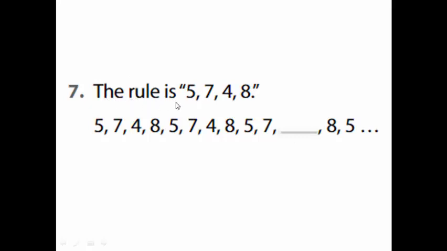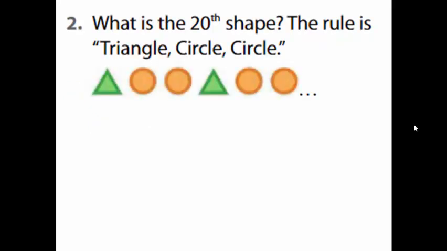Let's start by looking here. Please look at this part. Here I have the rule. The rule says 5, 7, 4, 8. So 5, 7, 4, 8, 5, 7. What's missed here? Yes, perfect. I hear you. Yes, 4, 8, and continue again. 5, 7, 4, 8, and so on.